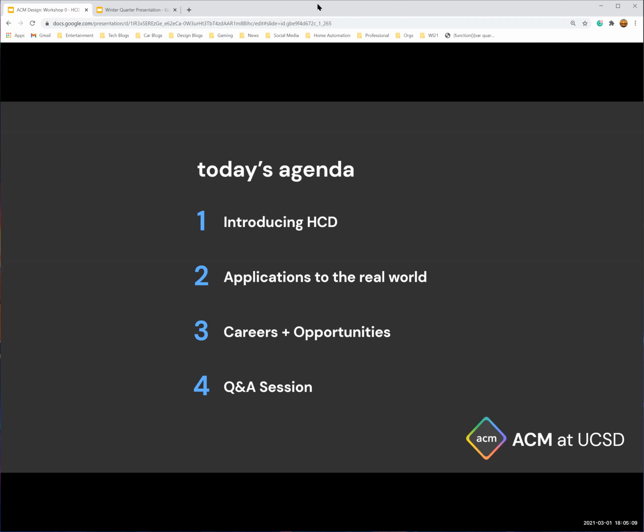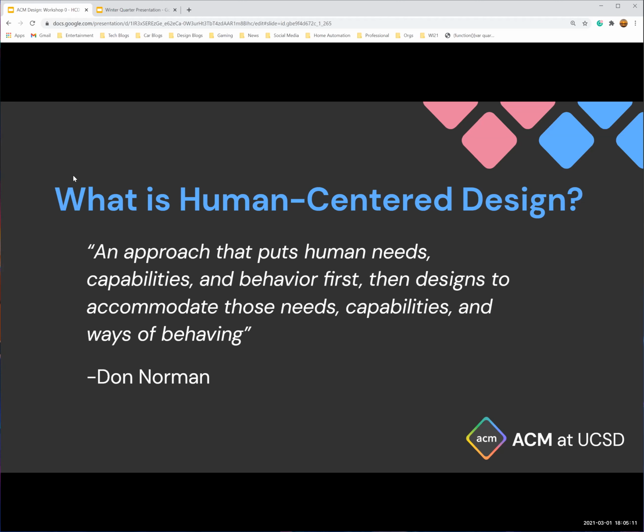So, the now former Design Lab director, Don Norman, describes human-centered design as an approach that puts human needs, capabilities, and behavior first, and then designs to accommodate those needs, capabilities, and ways of behaving.